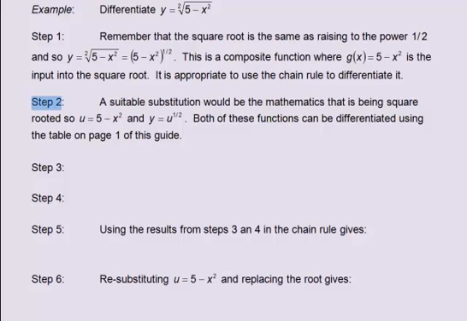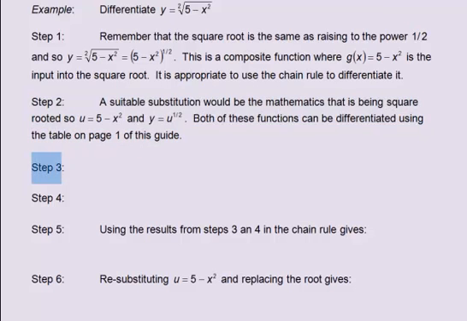Step 2. A suitable substitution would be the mathematics that is being square rooted. So u equals 5 minus x squared and y equals u to the power a half. Both these functions can be differentiated using the table on page 1 of this guide.